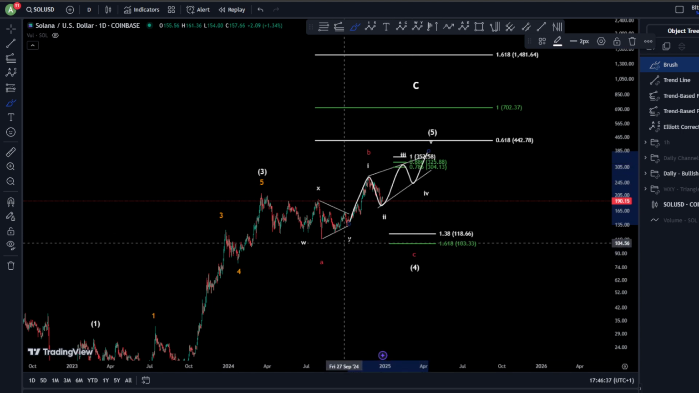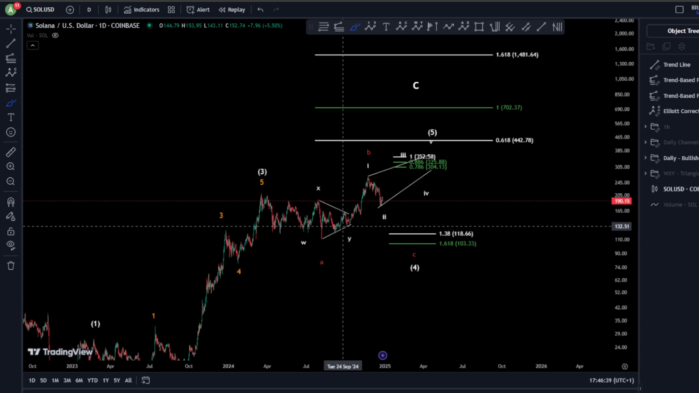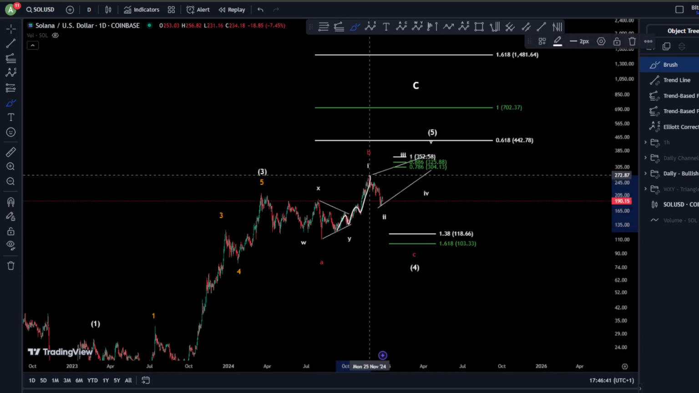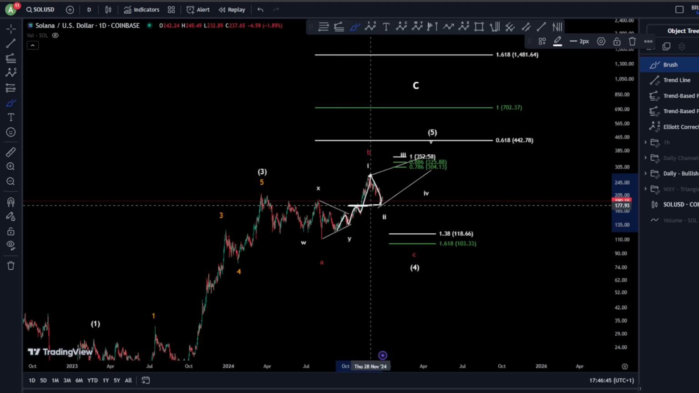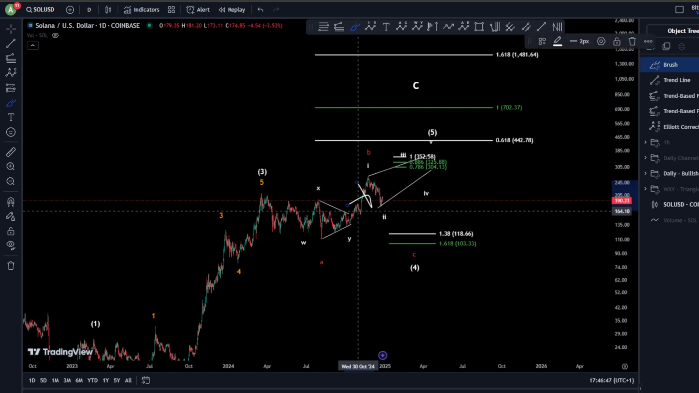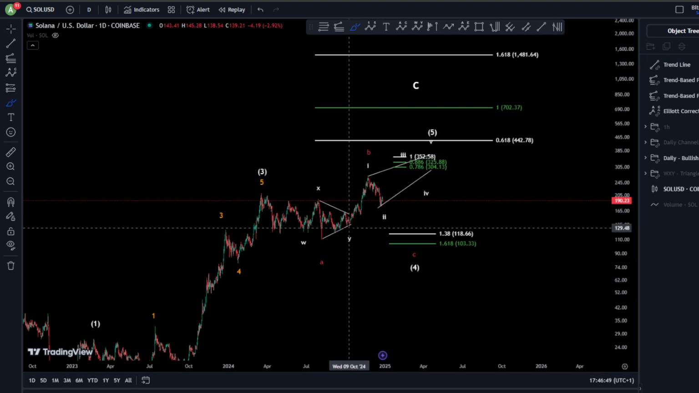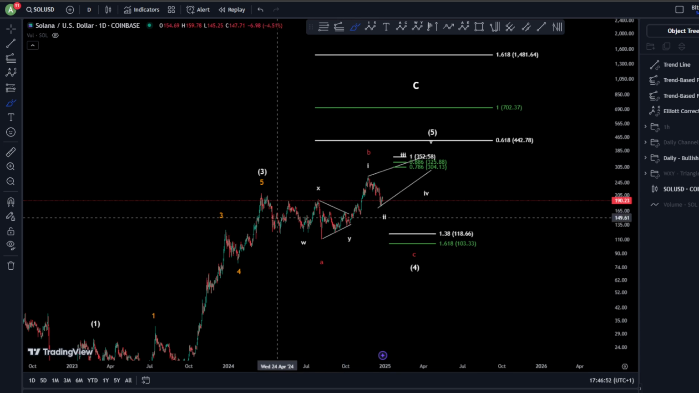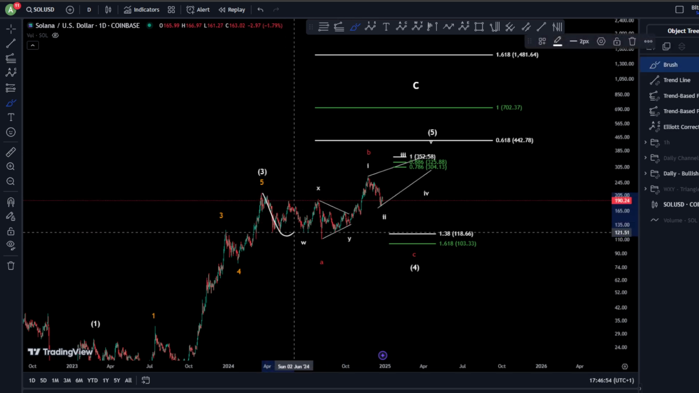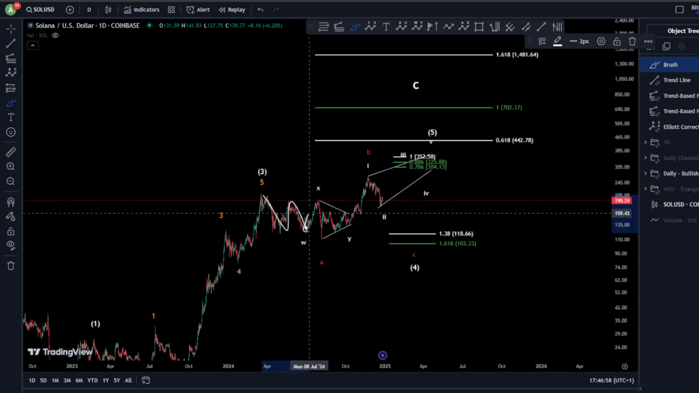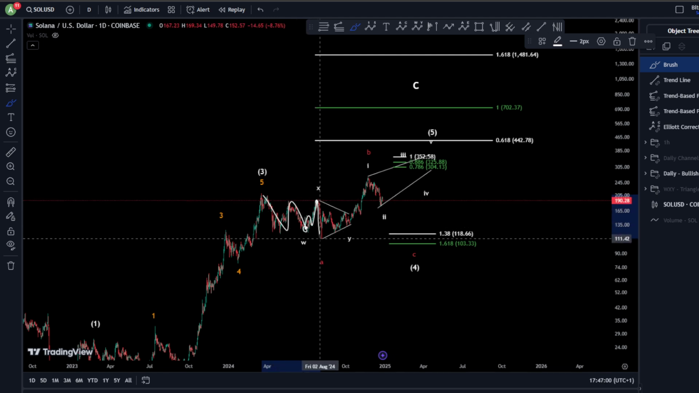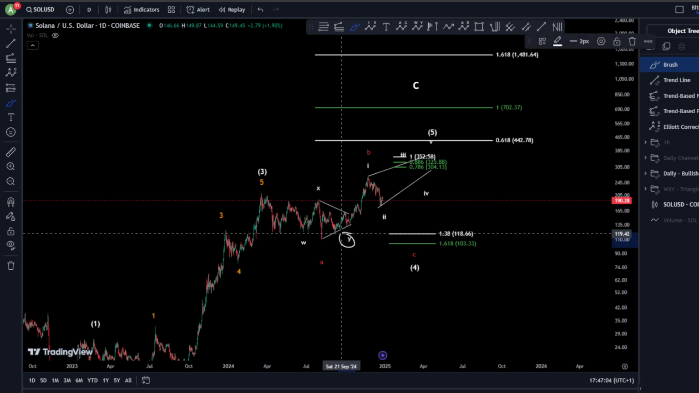Now, of course, because before we had 1, 2, and wave 3, your wave 4 after it was very, very deep, interfering with your wave 1, which is an invalidation of your impulse. Therefore, the only way now to consider this is a W, X, and a Y. Your W is a zigzag here, your X is another zigzag, and your Y is a triangle A, B, C, D, E, finishing a wave Y.